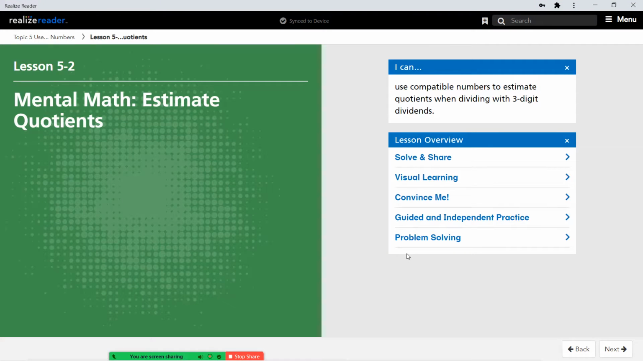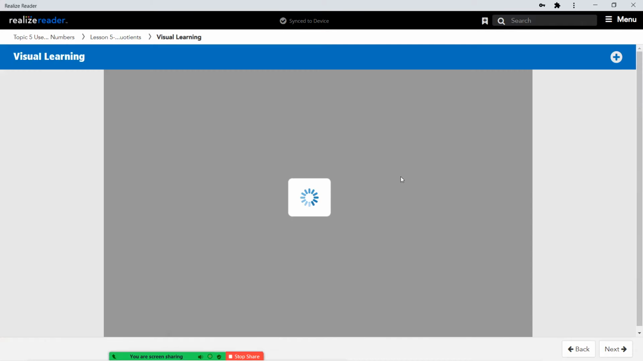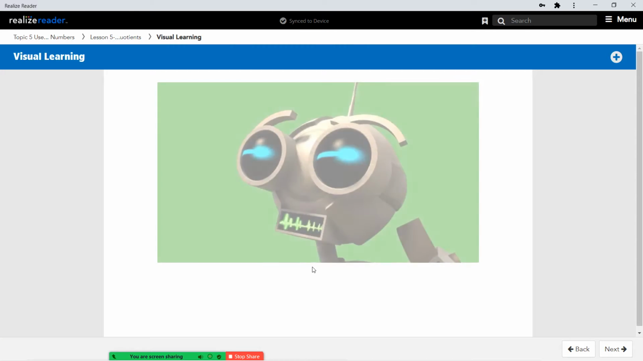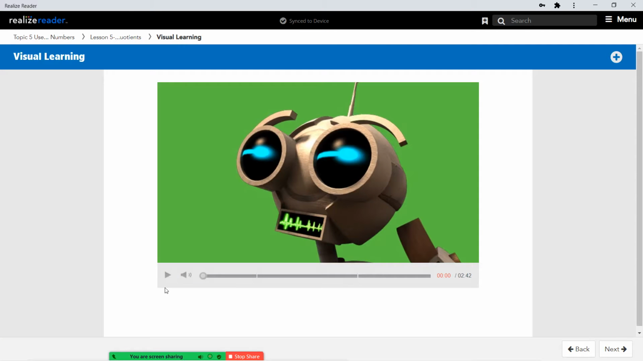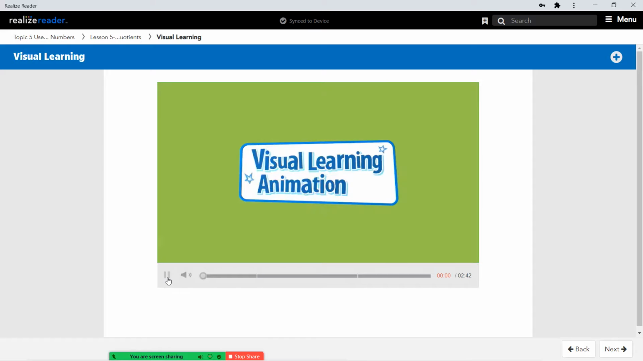Hello again, fourth grade, and welcome to lesson 5-2, using mental math to estimate quotients. Now remember, the quotient is the answer when we're doing a division problem. So we're going to use mental math strategies that we've learned in the past to help us estimate our answer. Let's go ahead and take a look at our short video lesson before we get started with our notes and guided practice.